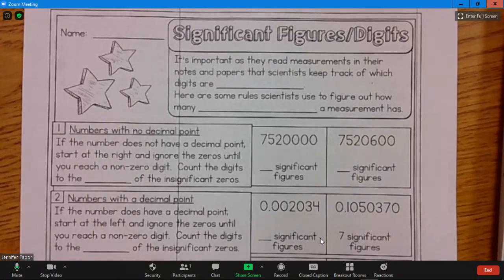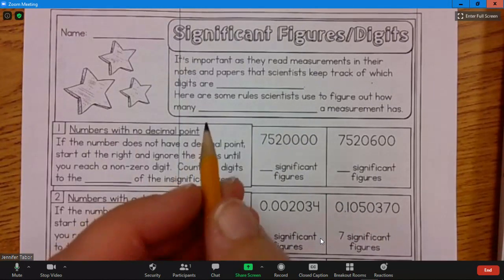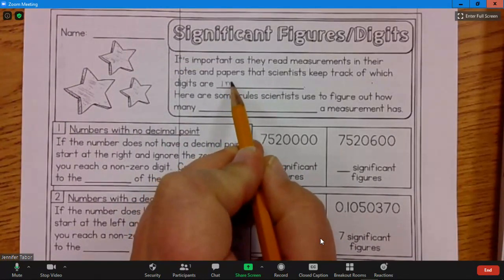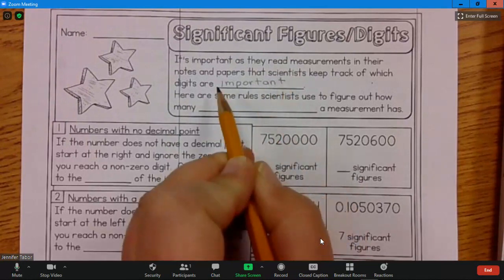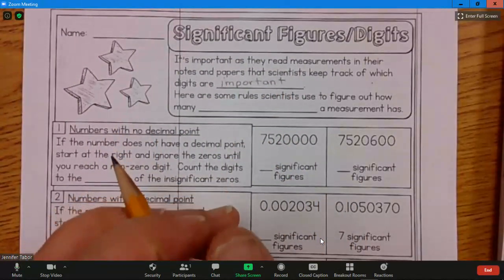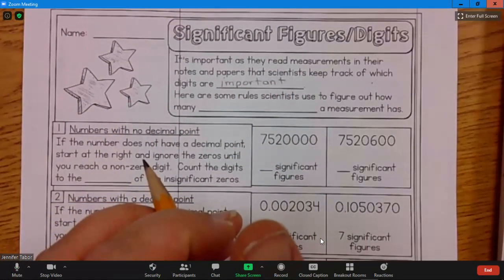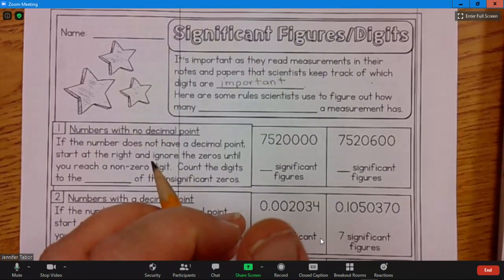So first, it is really important for scientists when they are recording data, when they are doing experiments, that they keep track of what numbers are important. There are some numbers that are important and some numbers that are not as important. And it all has to do with the instruments that they're using to take the measurements, the balances for weighing, the rulers for measuring, and all the other sorts of instruments that they're using will determine what numbers are important and what numbers are not important.